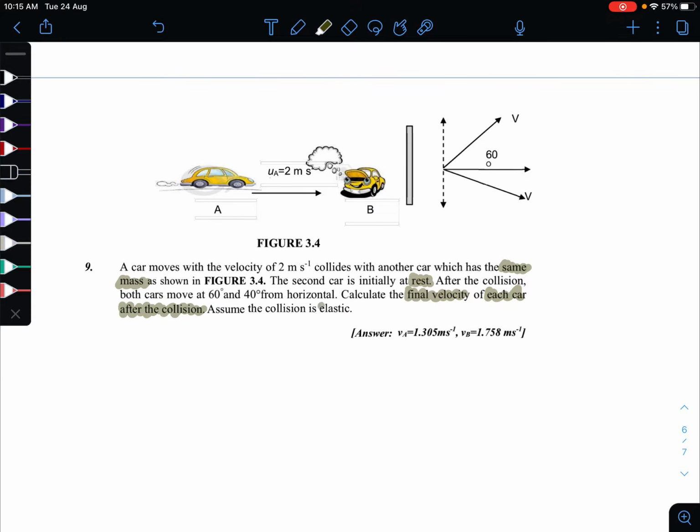Assume the collision is elastic. Okay, this is another key word here. Elastic means the kinetic energy must be conserved.